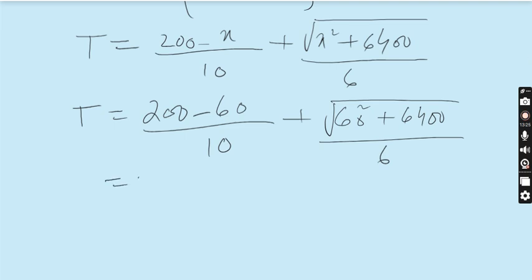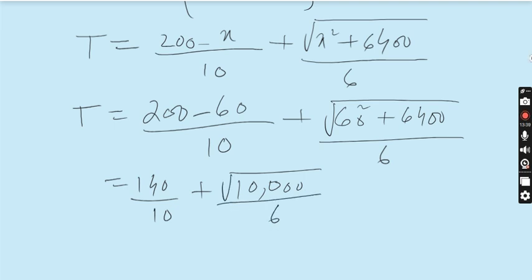200 minus 60 is 140 upon 10, plus square root of 60 square plus 6400, which is 10,000. You can check from your calculator. On 6, 0 cancels by 0, 14. The square root of 10,000 is 100, so 100 upon 6. And if you solve this, 14 plus 100 upon 6, you will get 30.7 seconds.